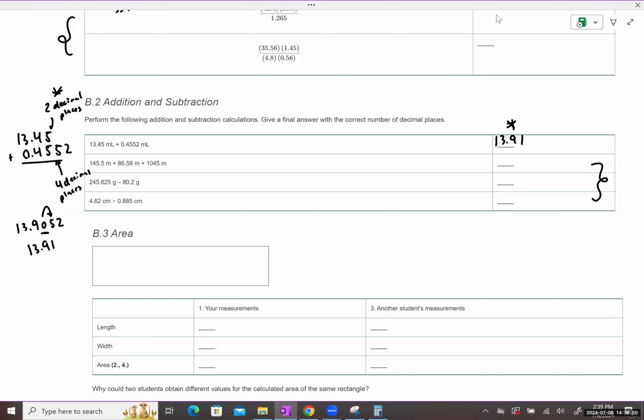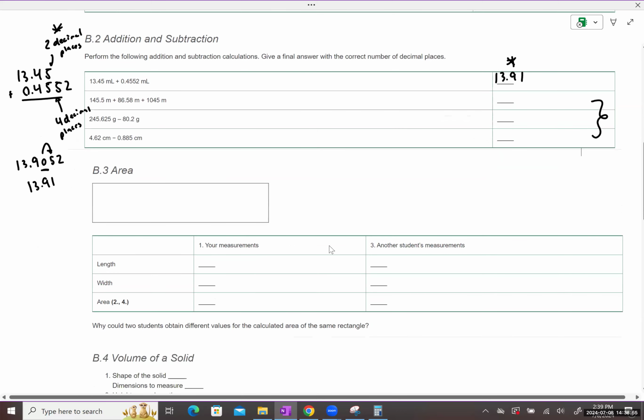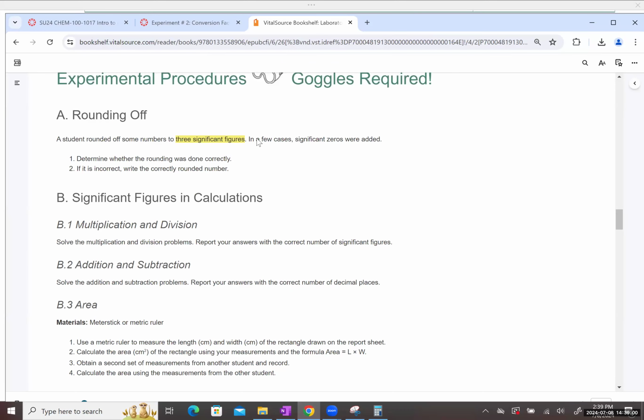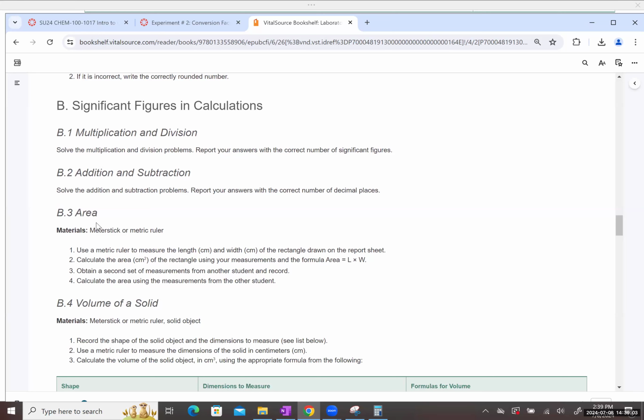So now let's take a look at part B3. So part B3, and I see a rectangle, but let's now check my instructions. So for B3, use a metric ruler to measure the length and width of the rectangle. Then we're asked to calculate the area in centimeters squared of the rectangle using your measurements and the formula of area equals length times width. We're then asked to compare our measurements to that taken by another student and calculate the area using the measurements from another student.